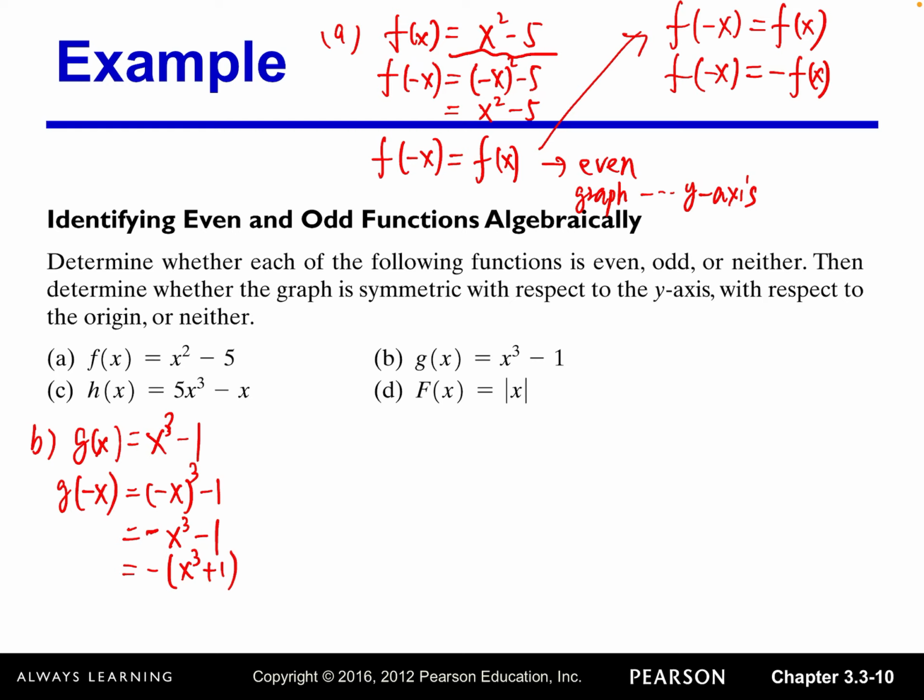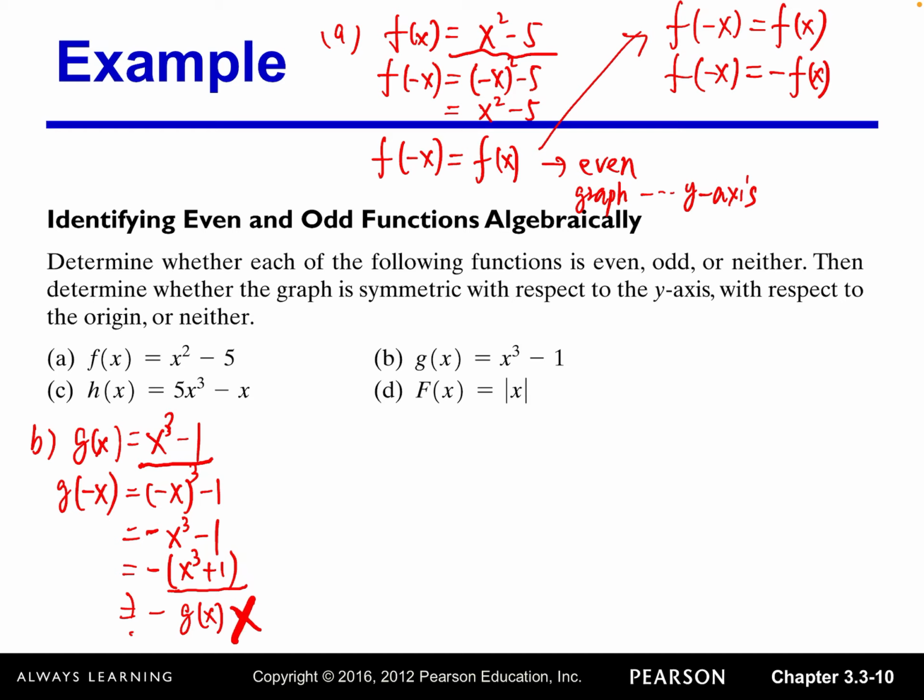Is that right? So is this the same as negative of g of x? That's the question mark. Okay, this is a negative sign outside, right? Based on the definition, it should equal negative of the function. Is it negative of g of x? It is not, right? Here is a minus sign, here is a plus sign, so it's not equal to negative of g of x. Therefore, the graph is not even, right?